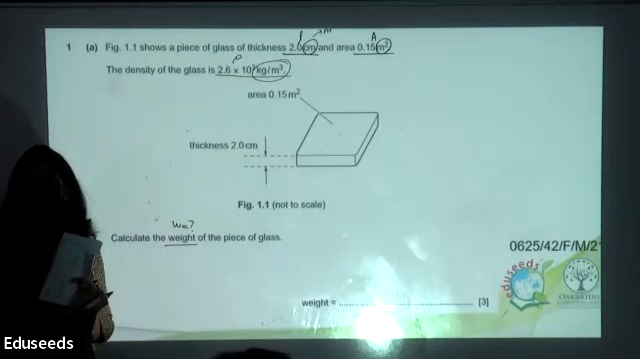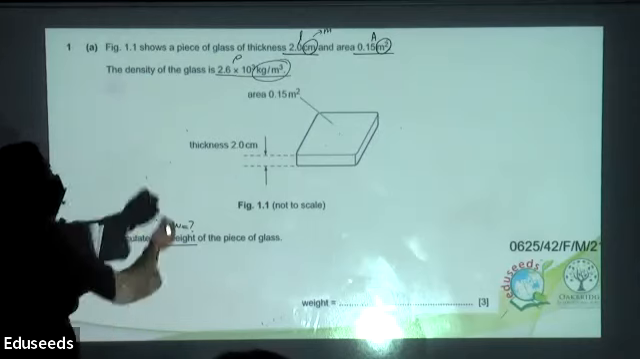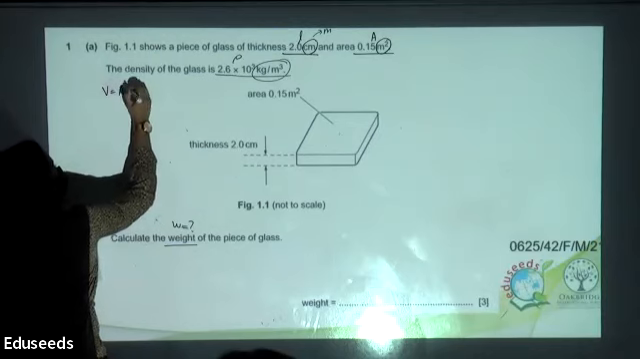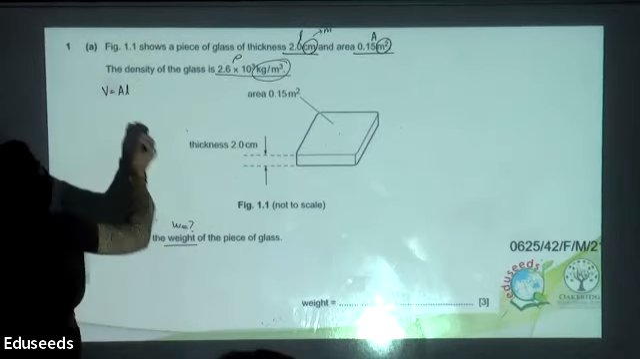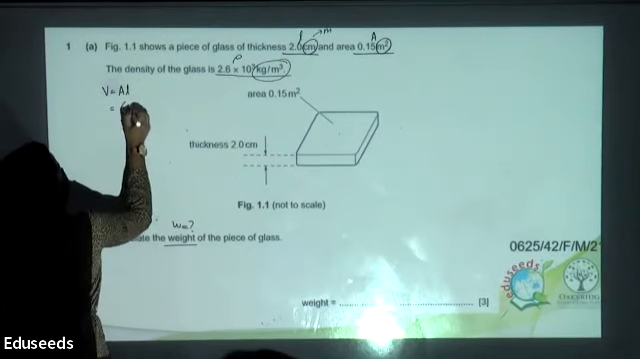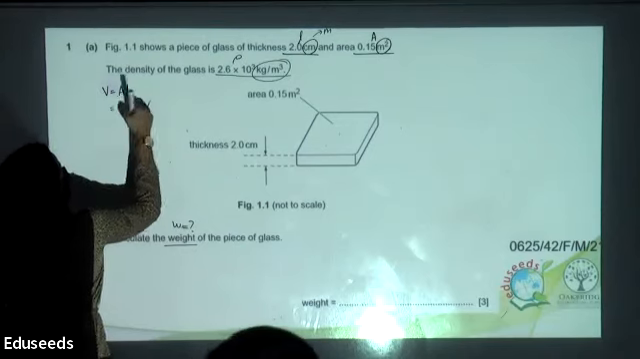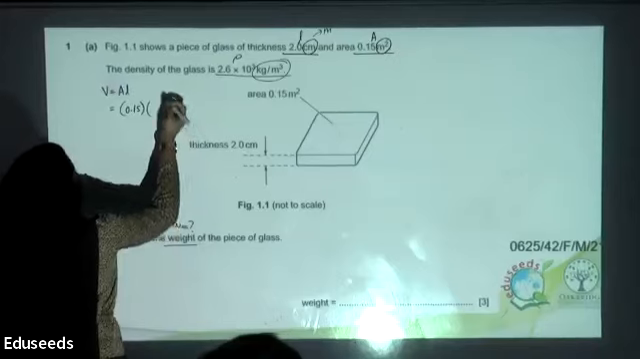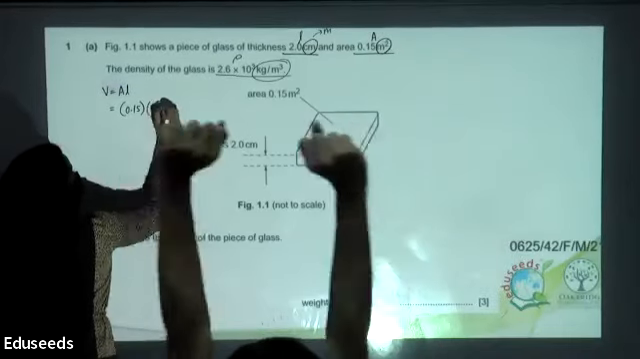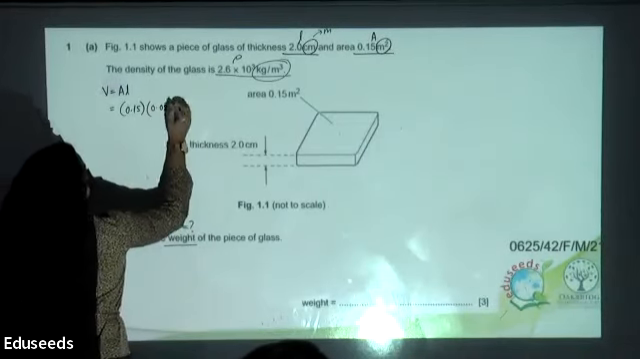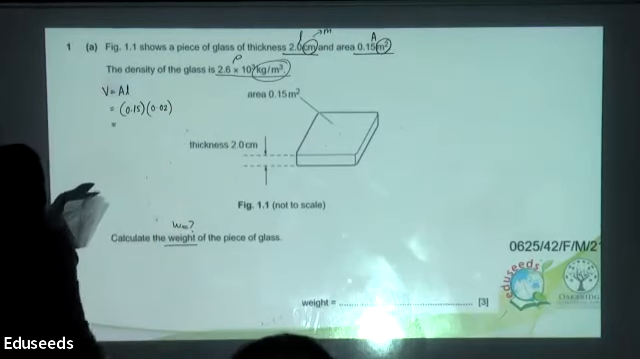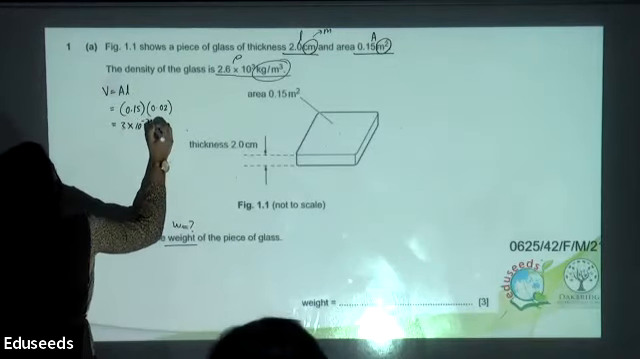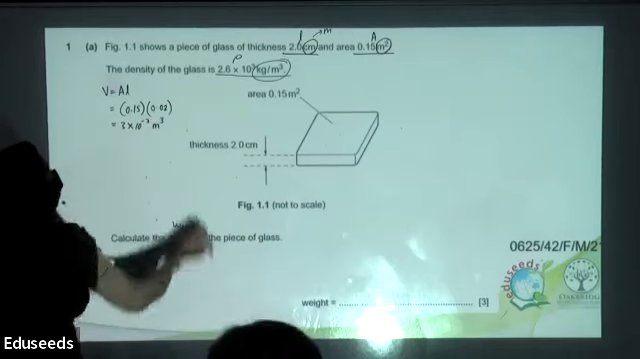How to find? Volume equals area times the length. So area is 0.15. Make sure the length you convert to meters. What is the answer if you convert it to meter? 0.02, divide by 100. So you get volume about 3 times 10 to the power of -3 meter cube.